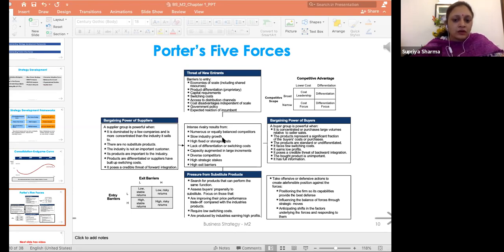Number one, numerous or equally balanced competitors. If there are too many competitors in the market, then the rivalry will be more. So I need to see how many competitors are there and what are their strengths and weaknesses. Number two, is it a slow growth industry, or at what level the industry is growing? We need to see that.